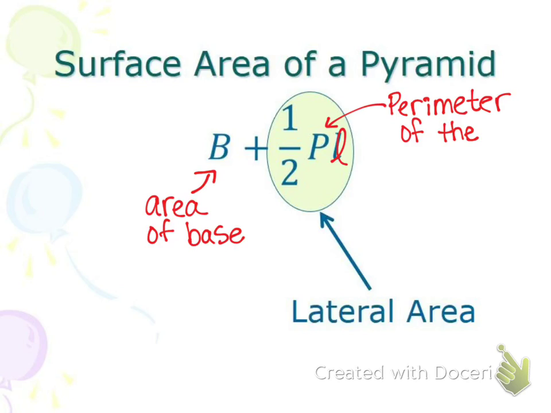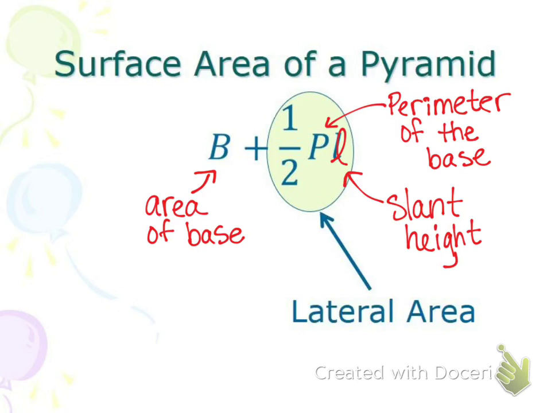The base, perimeter of the base. And that lowercase l represents what? What kind of height? Slant height. We just talked about it. Okay, so then what they circled, the 1/2 PL, that is how we would calculate just the lateral area. Just the surface area of the faces, not of the base.